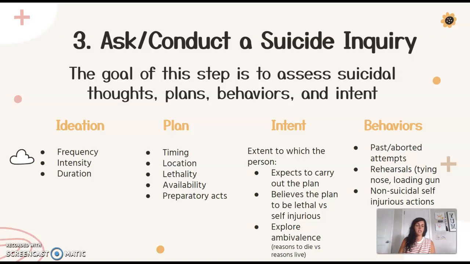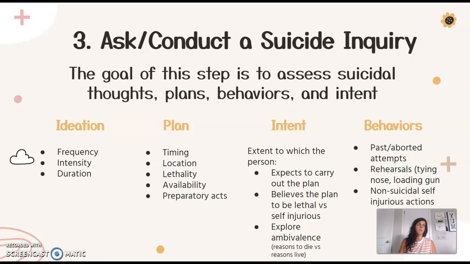So the intent, like, do they have a specific time and place where this is going to occur? Is the plan intended to be lethal, or is it intended to hurt themselves to maybe get the attention and the help that they need? We like to avoid the term attention-seeking behavior only because it doesn't feel very empowering or client-focused. So it's just looking at what is the intent behind the plan or the action. Is it to actually die, or is it to get the help that they need, and they're just not sure how to articulate that? And then exploring ambivalence.